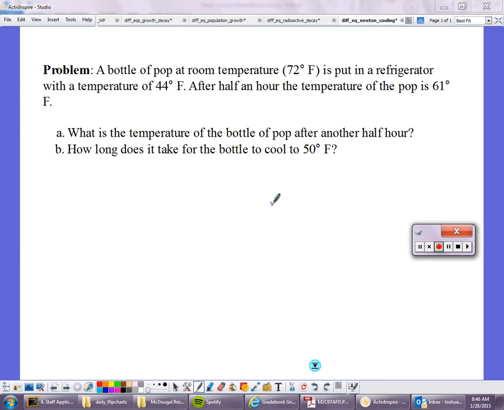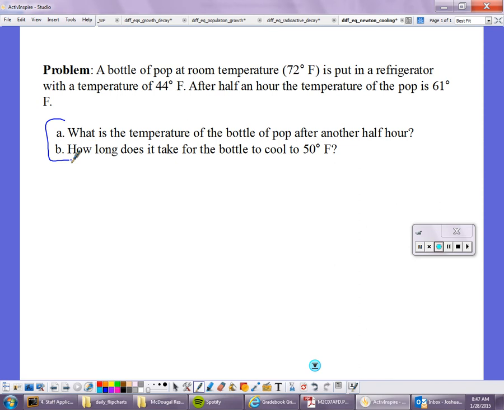It's pop. All right. So the questions we're going to be asked: one, what is the temperature of the bottle of pop after another half an hour? And two, how long does it take for the bottle to cool off to 50 degrees? So these questions are very much like what we had in the radioactive decay, the exponential growth problems. What we're going to need to do, though, is set up the model first. And setting up the model is a little bit different.